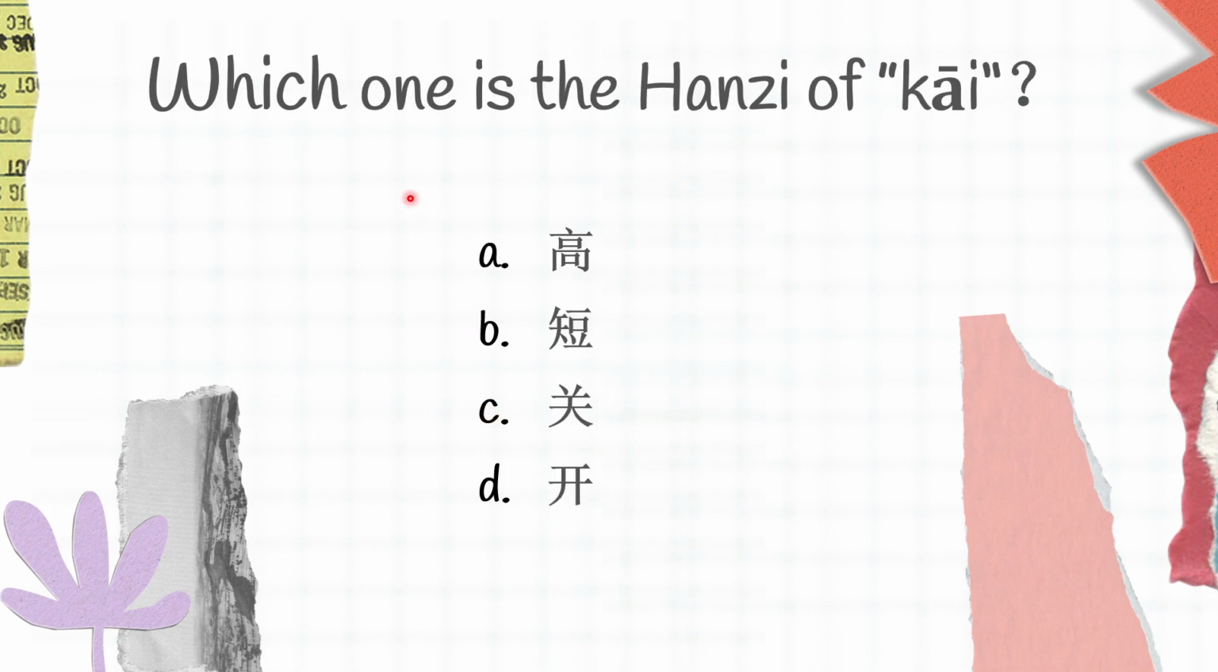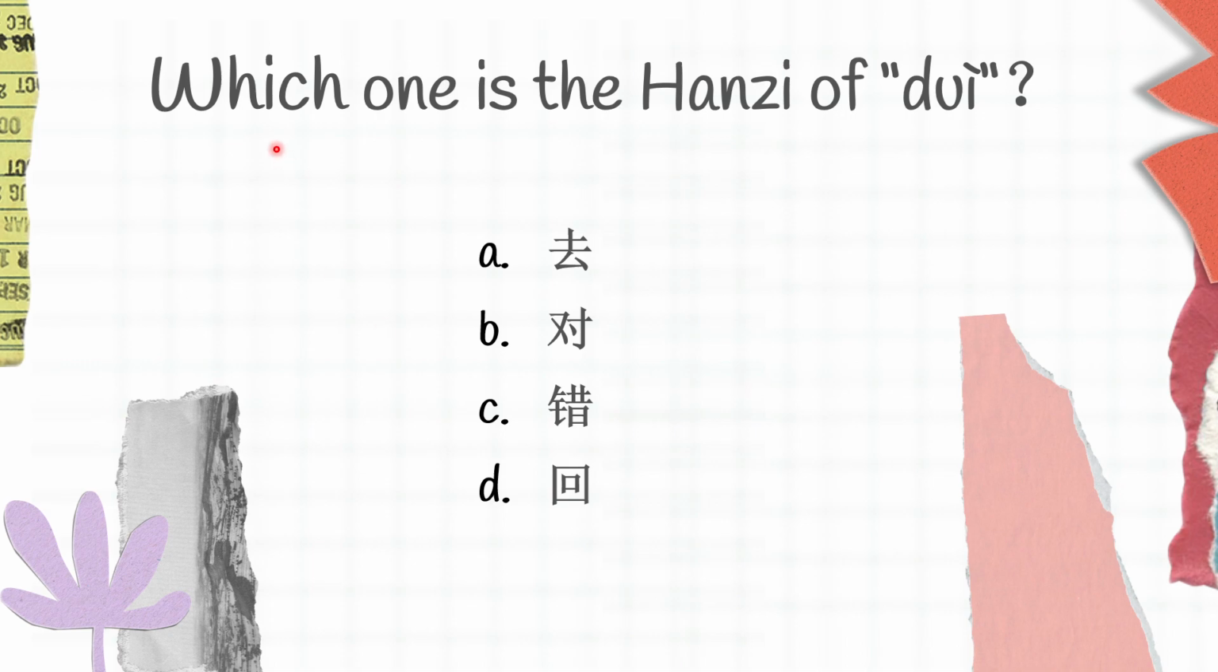The next one here: which one is the Hanzi of Kai? Please try to recall first. A is Cao, B is Duan, C is Guan, and D is Kai. Kai here is D.